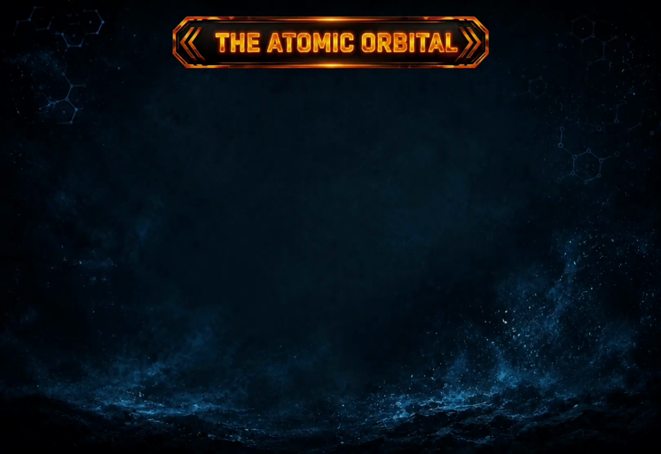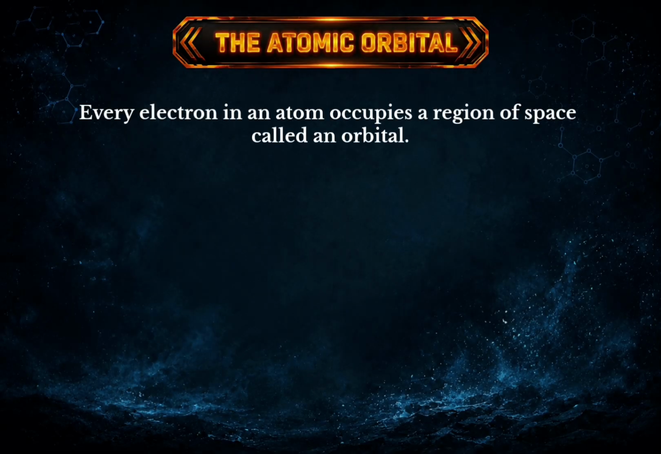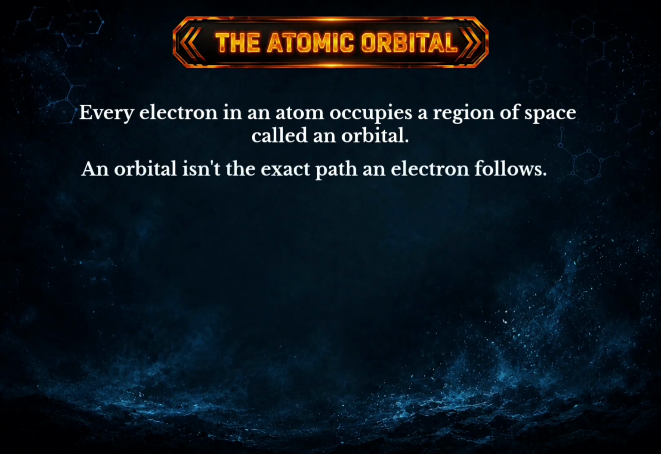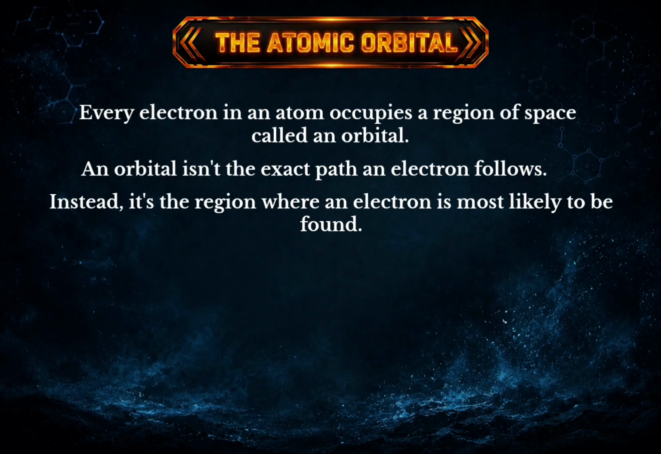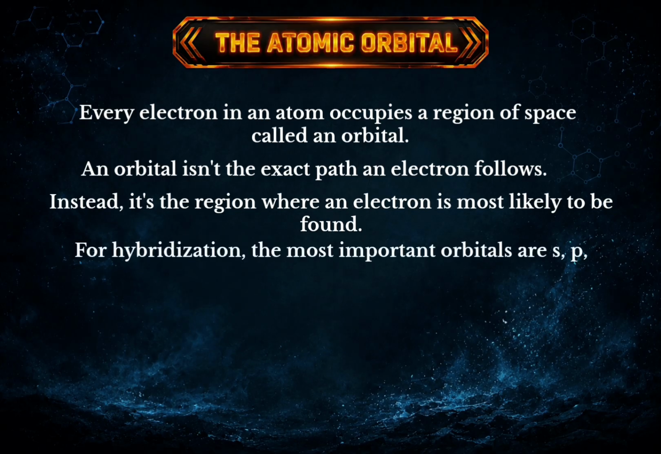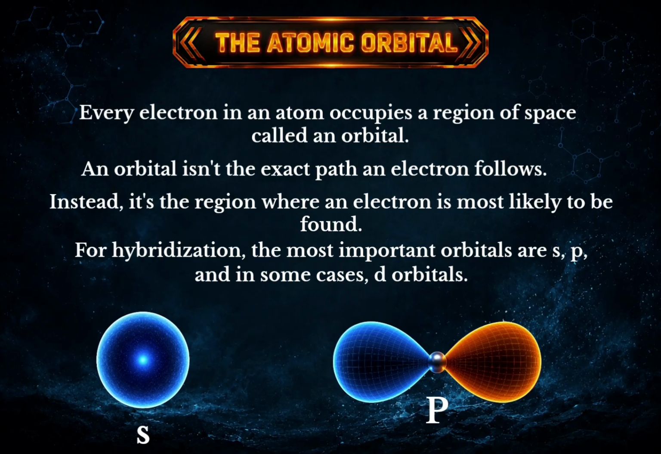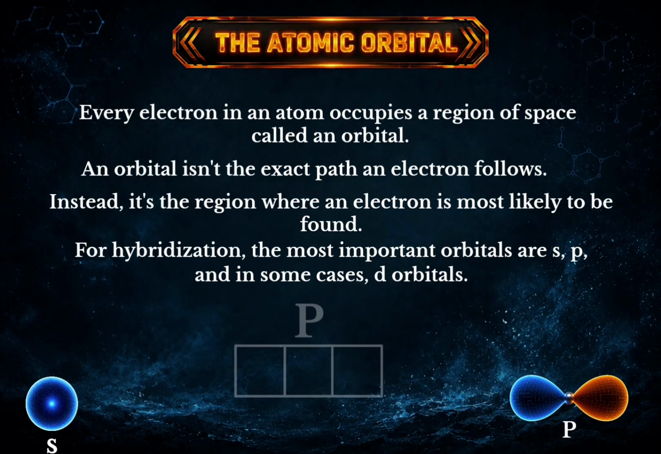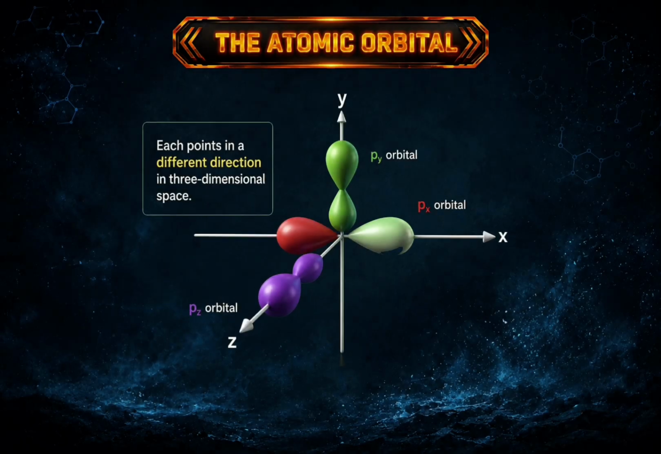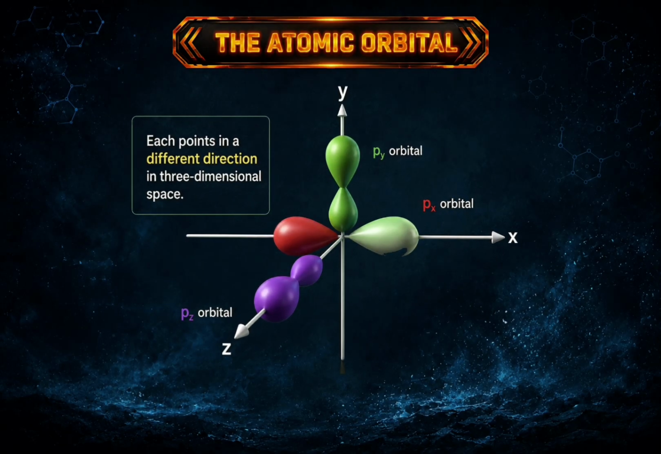The atomic orbitals. Every electron in an atom occupies a region of space called an orbital. An orbital isn't the exact path an electron follows. Instead, it's the region where an electron is most likely to be found. For hybridization, the most important orbitals are s, p, and in some cases, d orbitals. The s orbital has a simple spherical shape. No matter which direction you look at it from, it appears the same. The p orbitals are different. Each one has 2 lobes separated by the nucleus. There are 3 p orbitals: px, py, and pz. Each points in a different direction in 3-dimensional space.